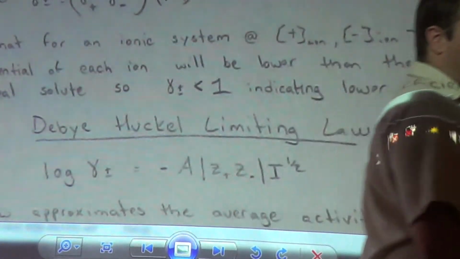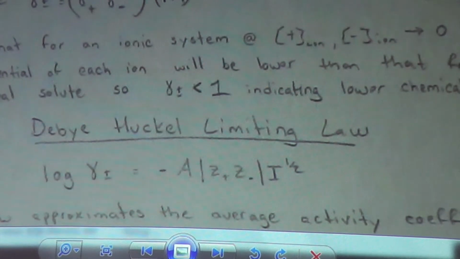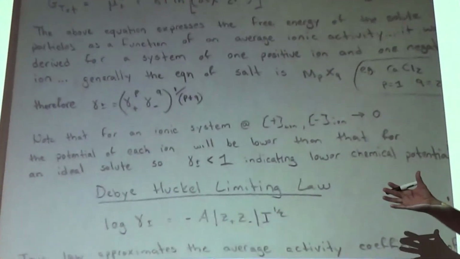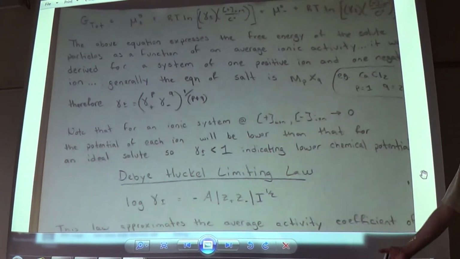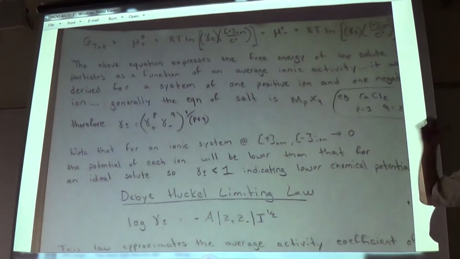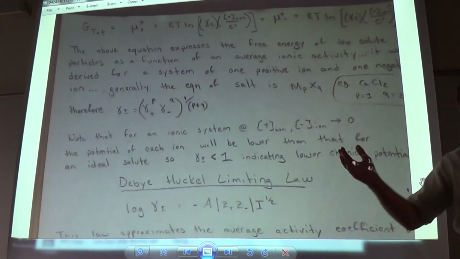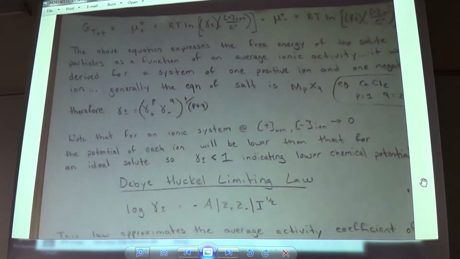The ionic strength, we'll talk about more in just a second, is basically a measure of how many ions are present in the system. If there are a lot of ions in the system, if there's a lot of salt dissolved, the ionic strength is going to be high. If there's only a few ions, if there's not much salt, then the ionic strength is going to be low.